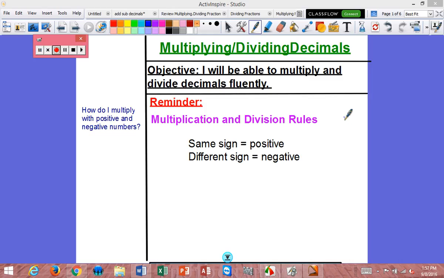Your objective: I will be able to multiply and divide decimals fluently. And we are going to be working with positive and negative decimals, so let's review our multiplication and division rules.